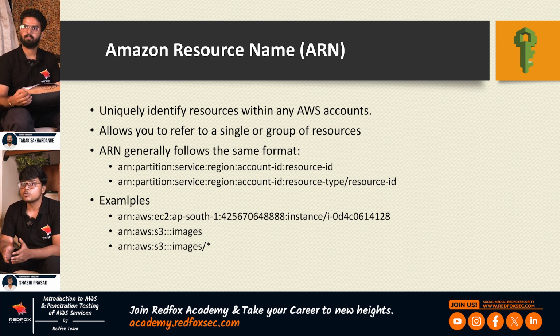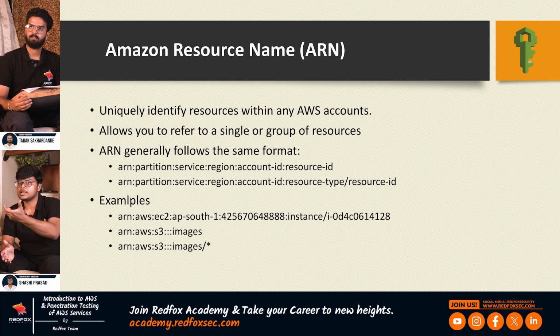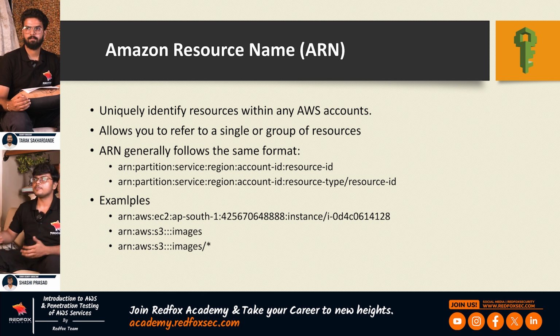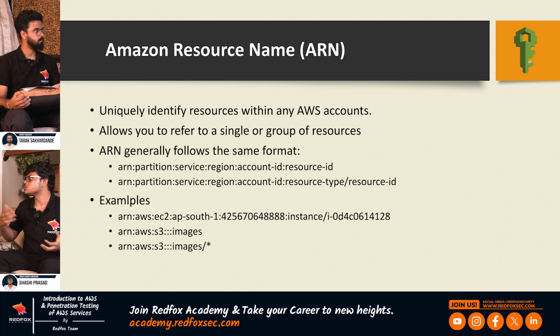And if you want to represent a group of resources, then you can use the wildcard, which is /*. In this case, it is representing all the objects in this images bucket. So I hope now you have an idea of how you can uniquely identify a resource in AWS using ARN.